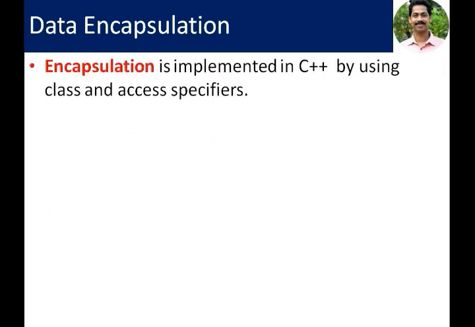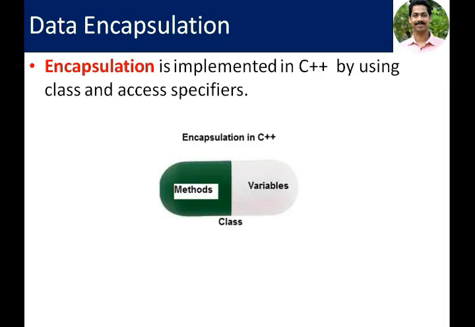So encapsulation is implemented in C++ by using class and access specifiers. We are going to learn about classes, and a class is used to implement encapsulation. This is a simple picture on encapsulation. We can use a class for encapsulation which contains methods and variables. So it is enclosed in a capsule as two parts. One part contains methods, the other part contains variables. Jointly it is called a class. We are going to learn about classes.